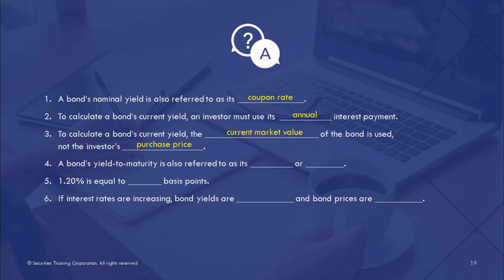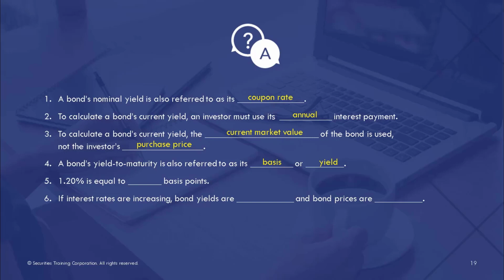Number 4, a bond's yield to maturity is also referred to as its blank or blank. What are some other terms for a bond's yield to maturity? The other 2 names are basis or just simply yield. It's trading at a 460 basis. It's trading at a 720 basis. What's the bond's yield? When someone says what's the bond's yield, they're generally referring to the yield to maturity.